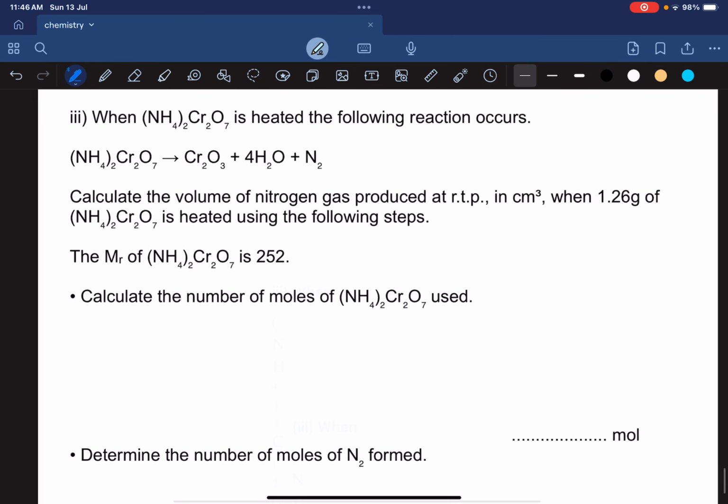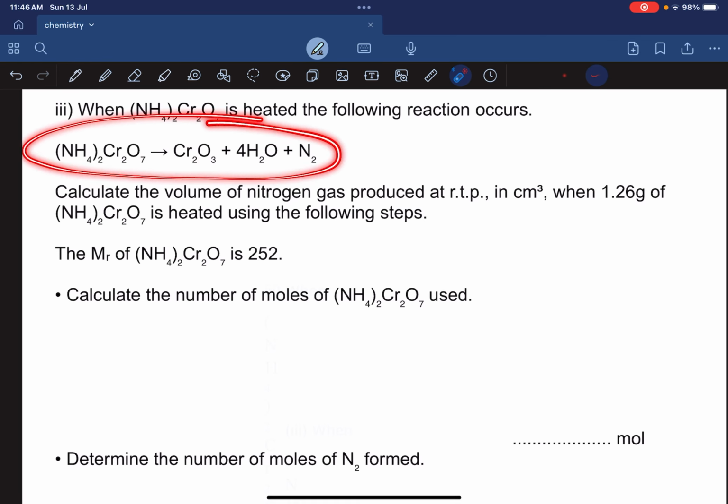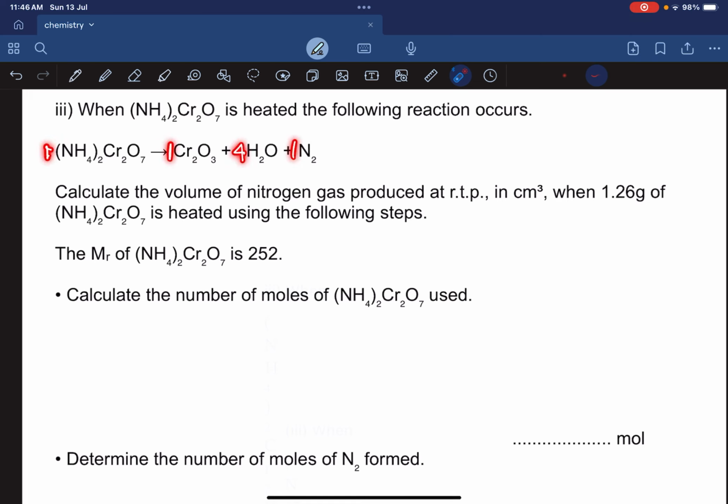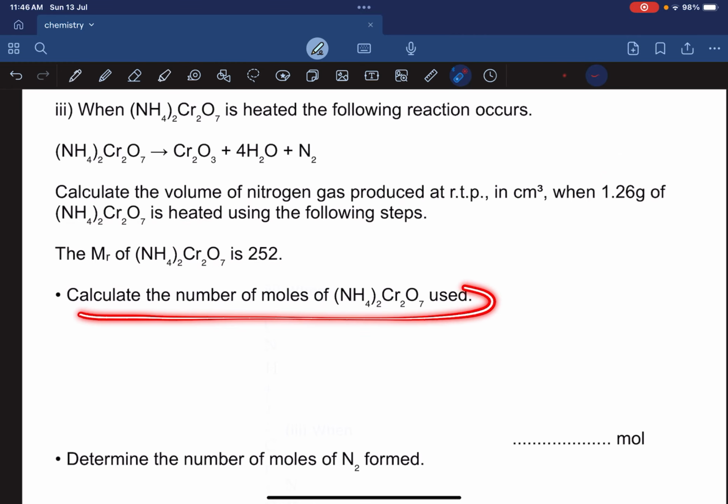Moving on. Now we have some moles. When this ammonium chromate is heated, the following reaction occurs. We're given the equation in the question, and when we're given an equation, you have to be careful and look at the moles that are in the equation. Calculate the volume of nitrogen gas produced at RTP in cm cube when 1.26 grams of this ammonium chromate is heated, using the following steps. The MR of this is given. Calculate the number of moles used.